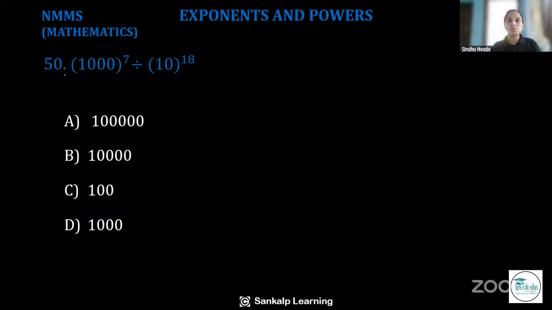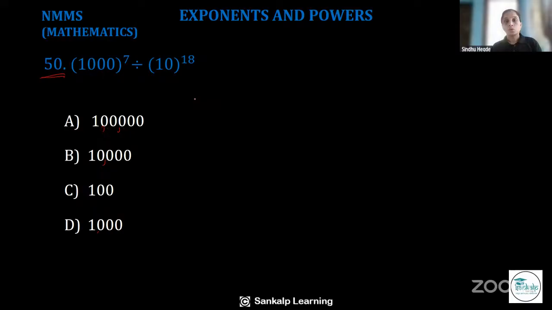Let us see question number 50 of the chapter Exponents and Powers. 1000 raised to 7 divided by 10 raised to 18 is equal to what? Option A, 1 lakh, option B, 10,000, option C, 100, option D, 1000.